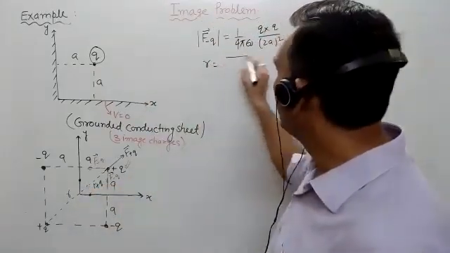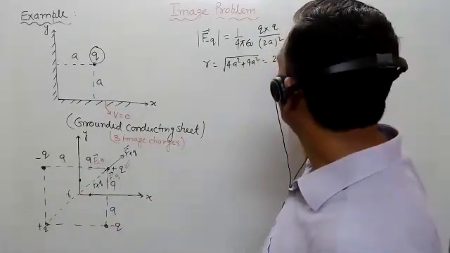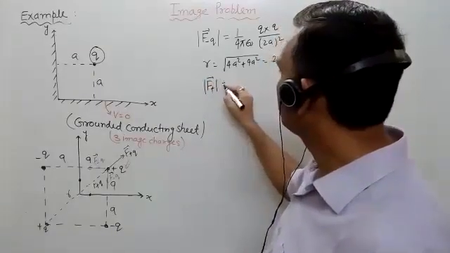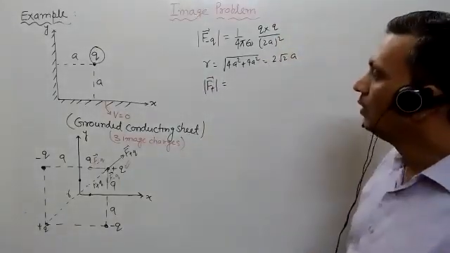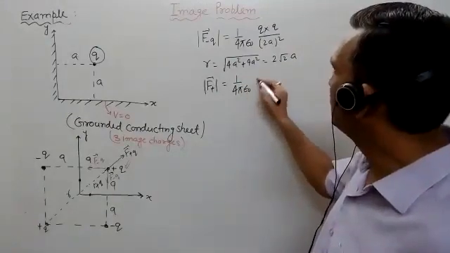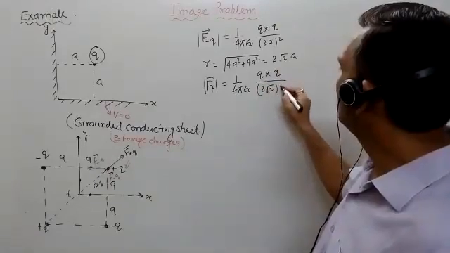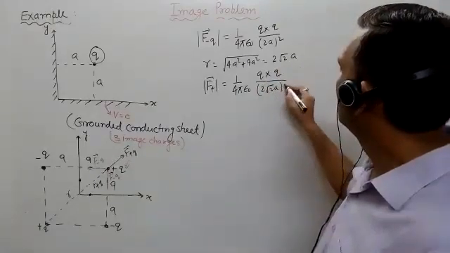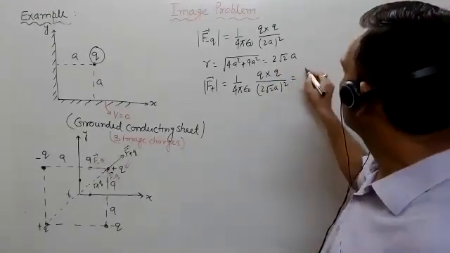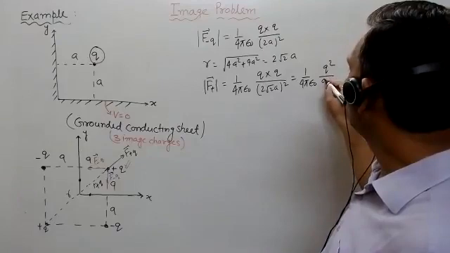So this r is given by under root 4a square plus 4a square, so that will be 2 root 2a. So force due to plus q is 1 by 4 pi epsilon 0 q into q by 2 root 2a whole square. So this will give you 1 by 4 pi epsilon 0 q square by 8a square.